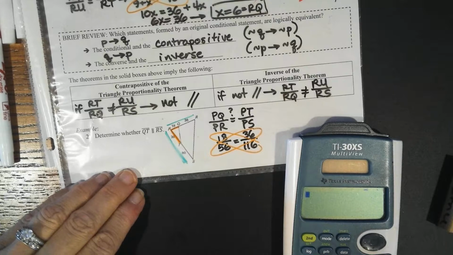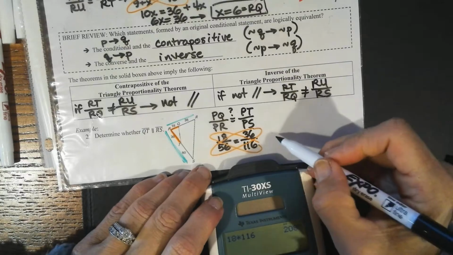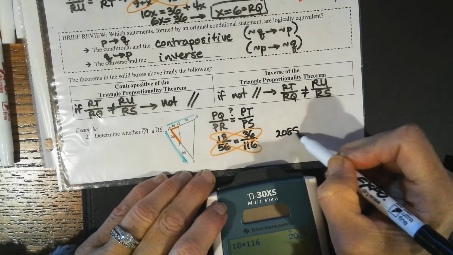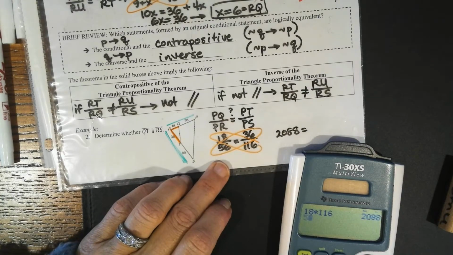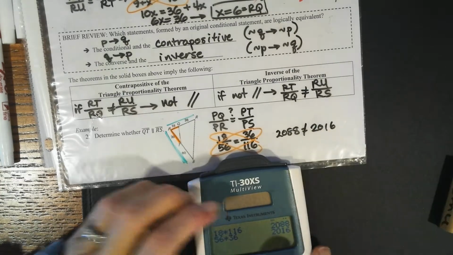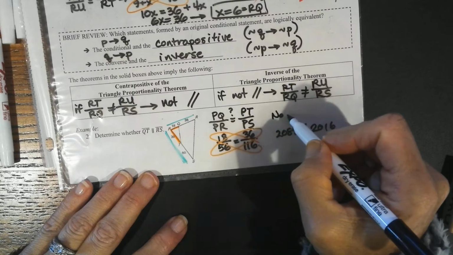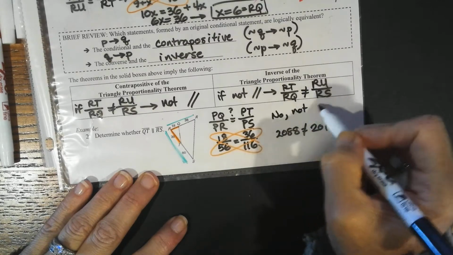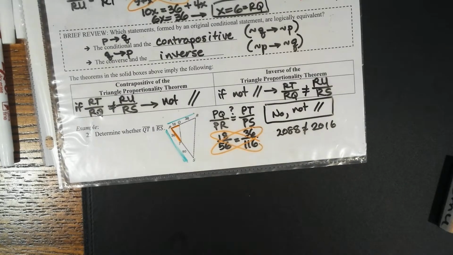So let's just see what these numbers are. 18 times 116 is 2088. And 56 times 36 is 2016. So clearly those numbers are not equal, and that means no, not parallel. That's all you have to do is determine if they are or not.